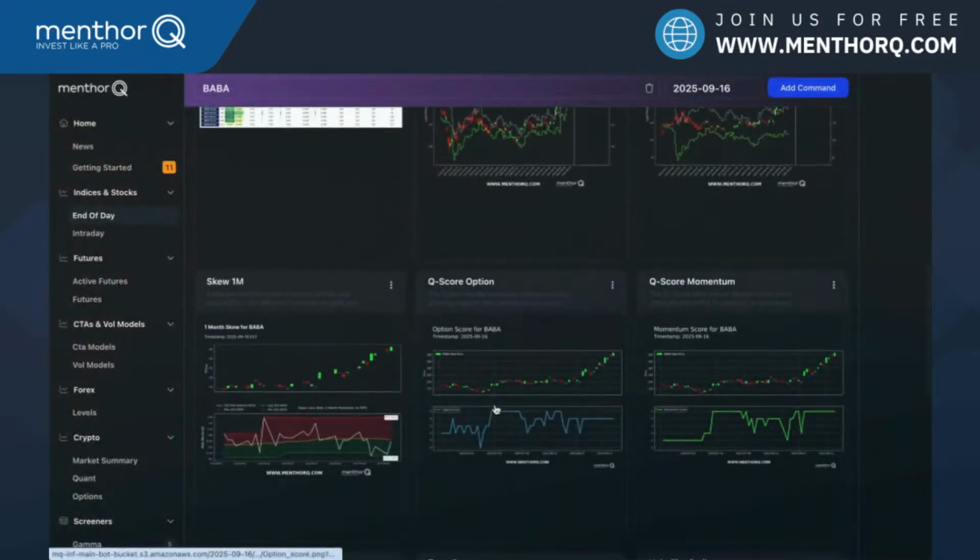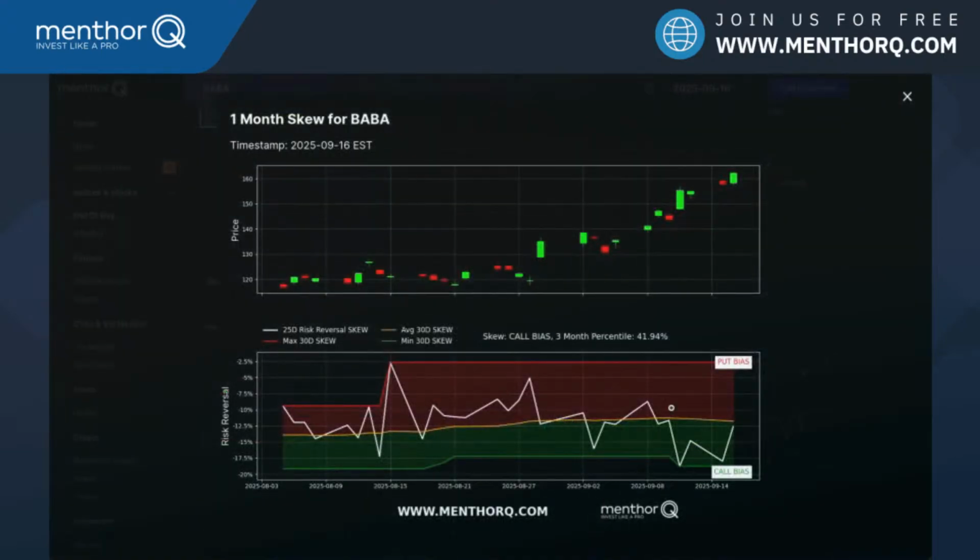The next thing we can do on stocks is look at the skew. Skew is a very important indicator. It's telling us the implied volatility of out of the money calls versus the implied volatility of out of the money puts. And the model is trying to see if we are in a call bias or a put bias environment. If we are in a call bias environment, the market is actually pricing higher implied volatility for out of the money calls, in particular 25 delta calls.